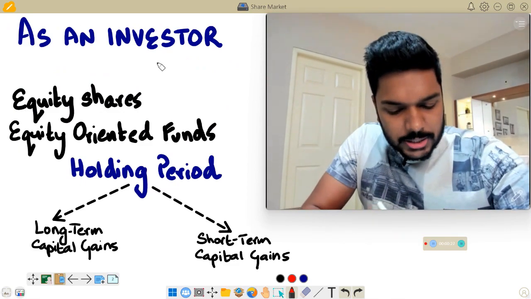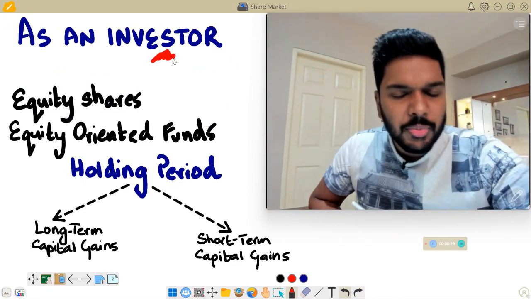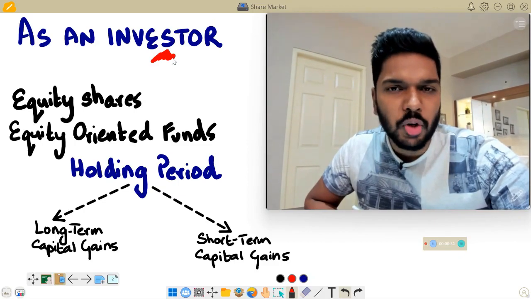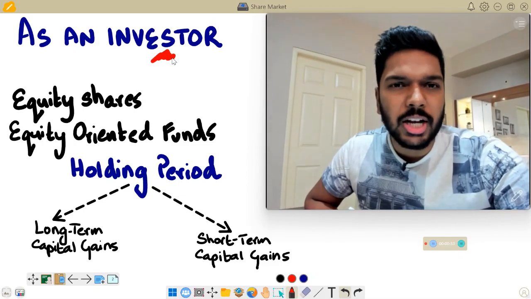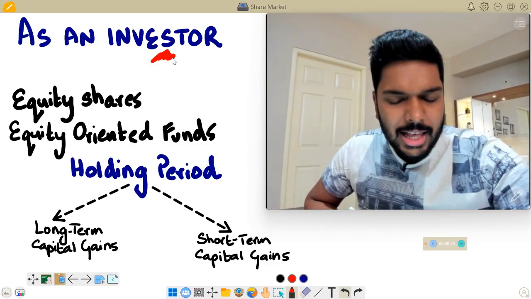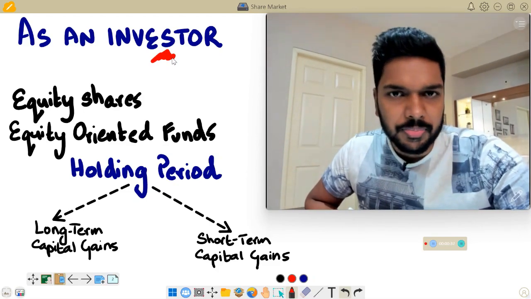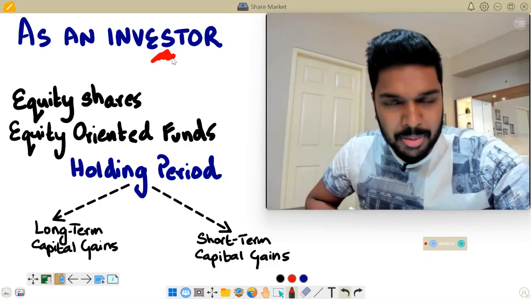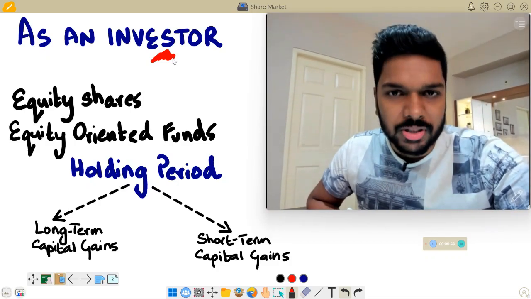First, when you're an investor, dealing with the stock market is not a part of your regular scheme of things. It is not part of your regular profession or business. Therefore it forms a part of your other income. In other words, it's called capital gain. If you're making a profit, it's called capital gain. If you're making a loss, it's called capital loss.